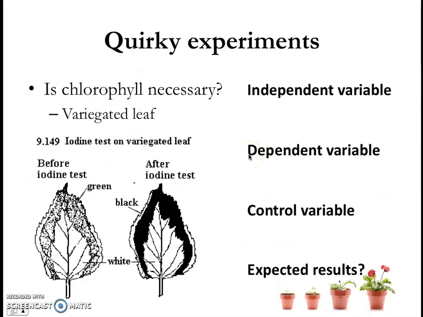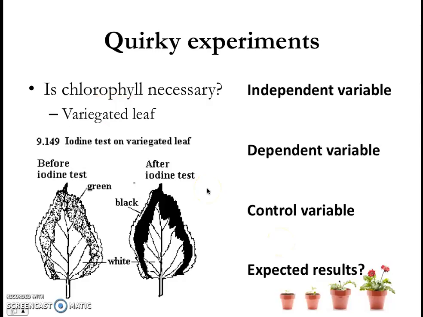Finally, this experiment here is to investigate whether chlorophyll is necessary for photosynthesis. For this, we use what we call a variegated leaf. Now, a variegated leaf is a bit like a money plant leaf, right? Some parts of the leaf are green. So here, this part is green, has chlorophyll. Some parts of the leaf are white. They don't have chlorophyll, right? Then we put this leaf in the sun and we test it for starch after a while. Now think again about what the variables are here and the expected results.